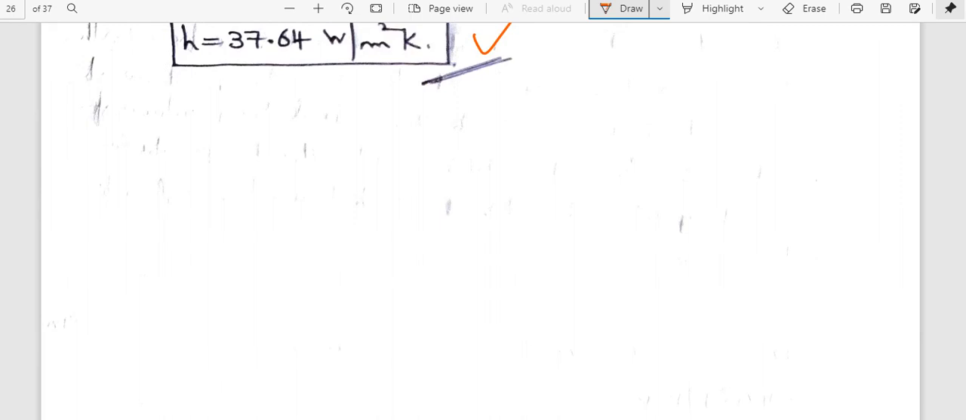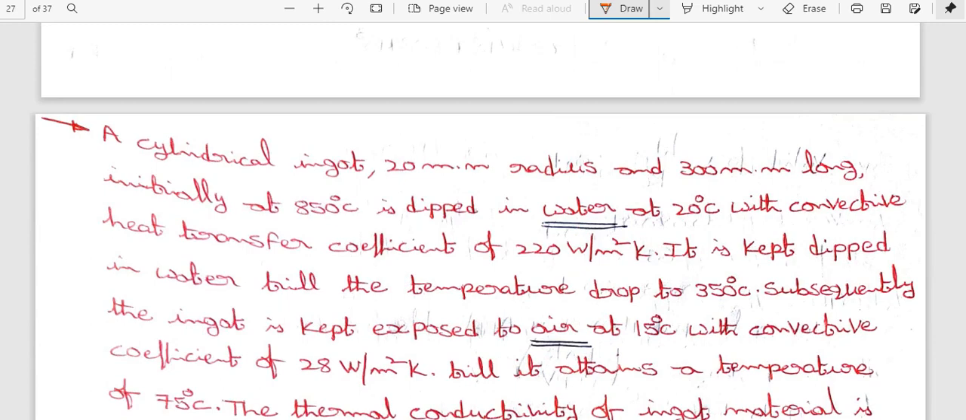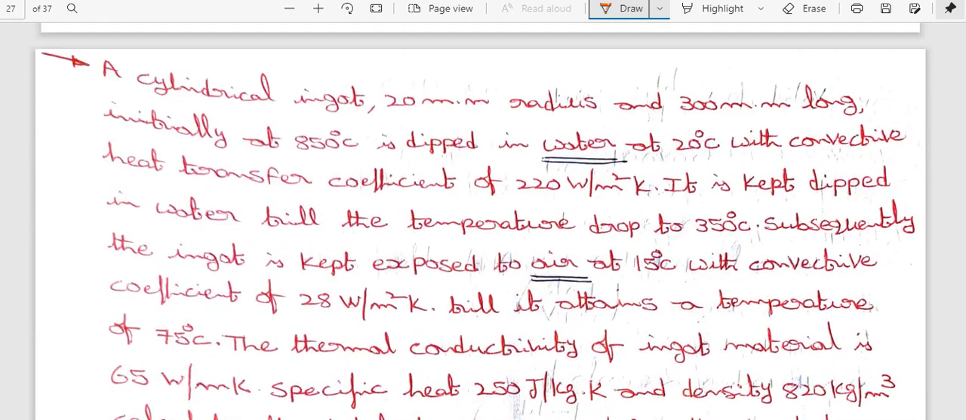Here a cylindrical ingot of 20 mm radius and 300 mm length, a cylindrical bar like this. So the R value is 20 mm and the length value is 300 mm. It is initially at 850 degrees centigrade and dipped in water at 20 degrees. So the initial temperature is T naught and the dipped temperature is T infinity.